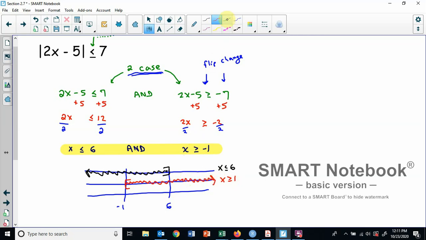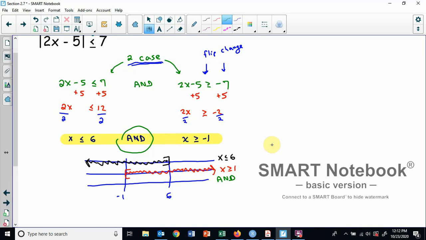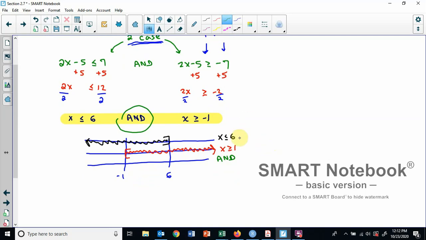All right, now what word are we looking at? We are looking at an and. Let me write and right here on the third line, our answer line. And remember what an and meant. An and means we're thinking about the overlap. Or you're thinking about where are both of these.